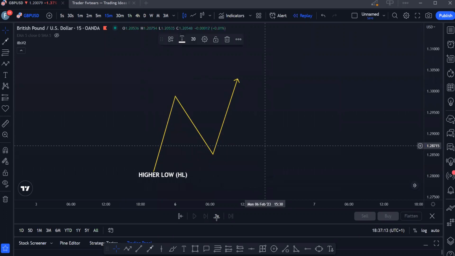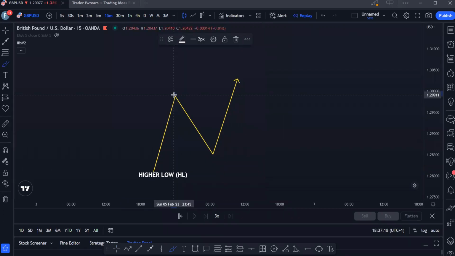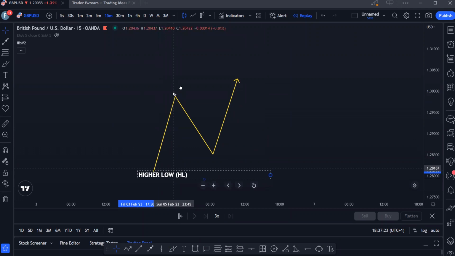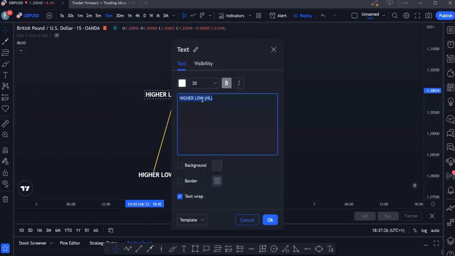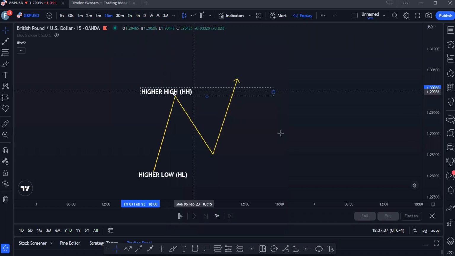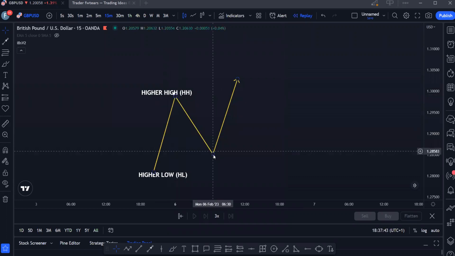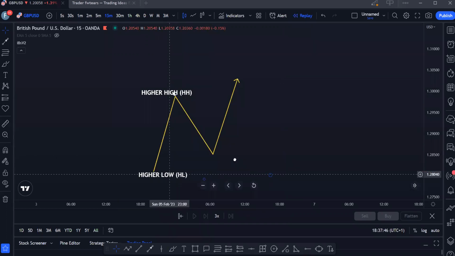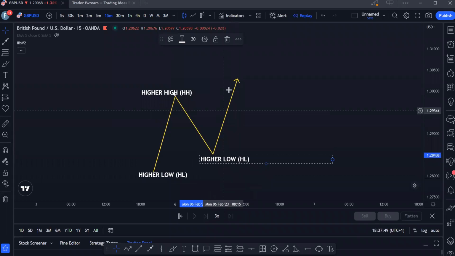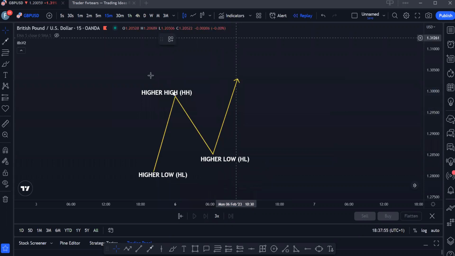And then this part right here is called the higher high, HH. That's just the symbol: HH, higher high. This is the abbreviation, or whatever you want to call it. And then at this retracement, this corrective move, we have another higher low, where price forms a new impulse, and we have a higher high.